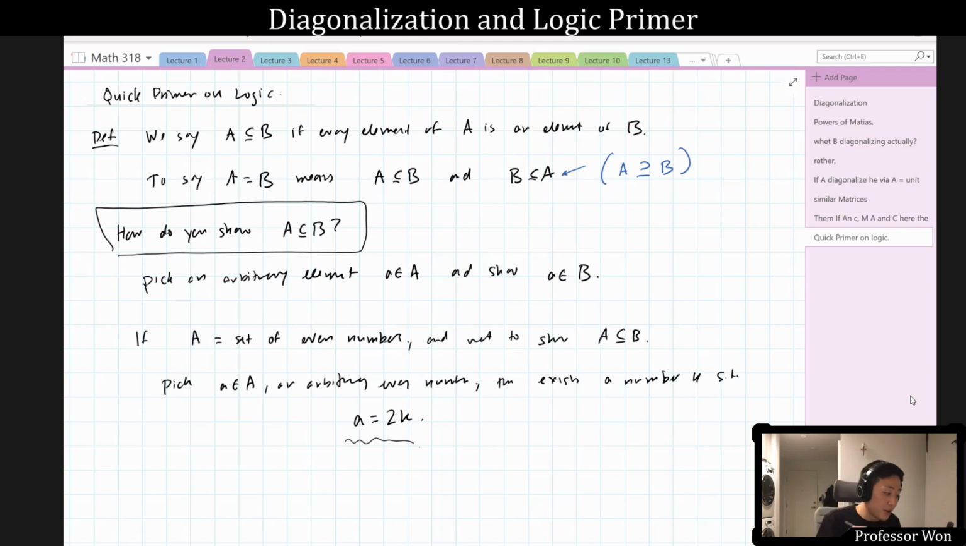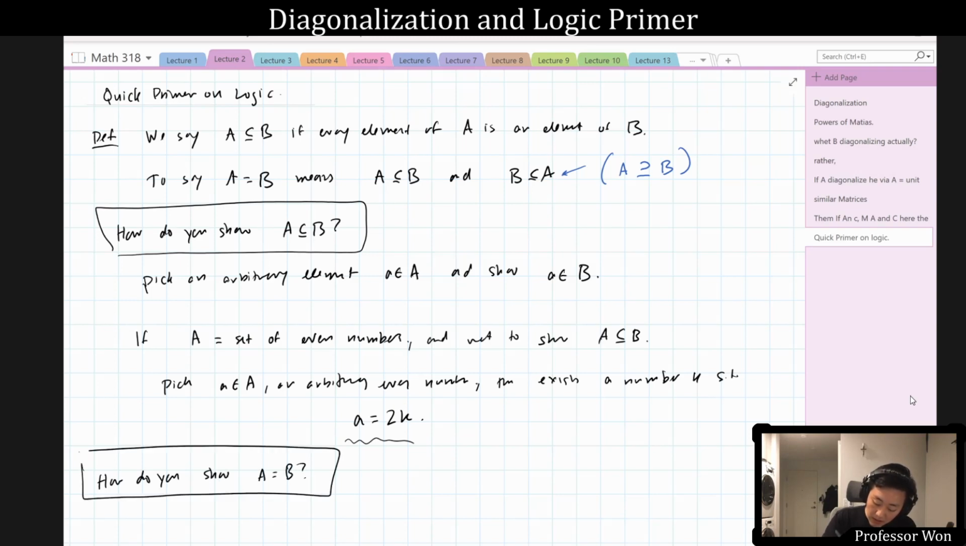Okay, and then to show that A equals B, you just show that A is a subset of B and that B is a subset of A. So how do you show A equals B? You just do this argument twice. Show that A is a subset of B and B is a subset of A. This is a very standard, common technique. If you're asked to show that two sets are equal, you show that they are subsets of one another. This is actually the last thing that's in section 1.5.